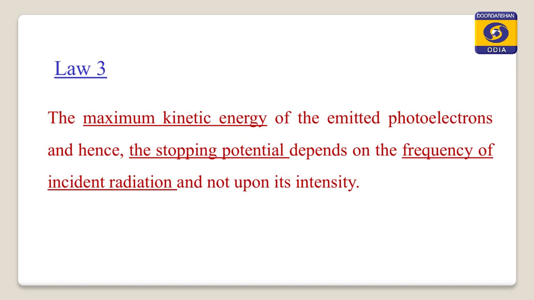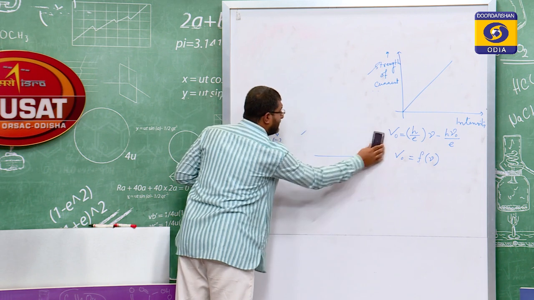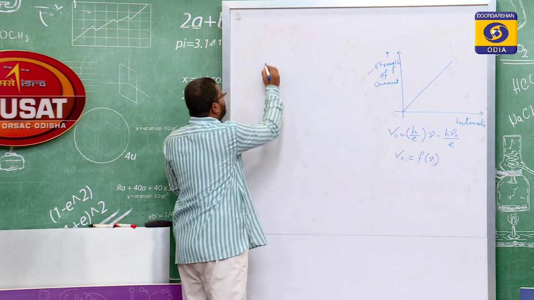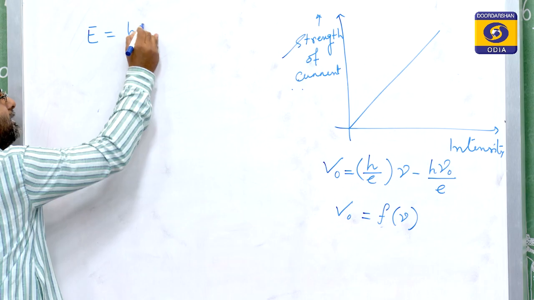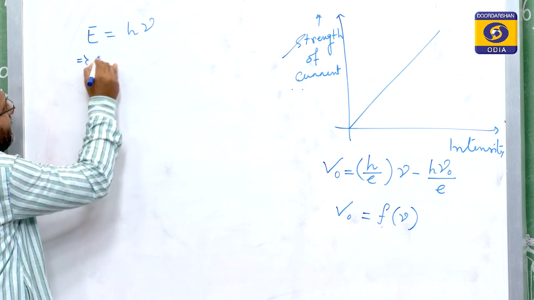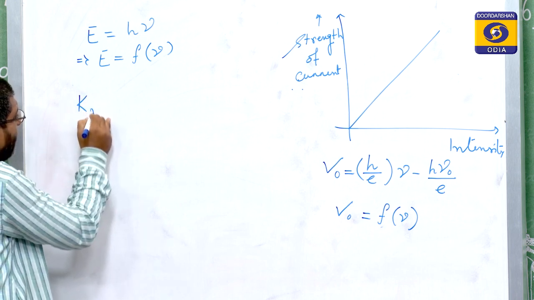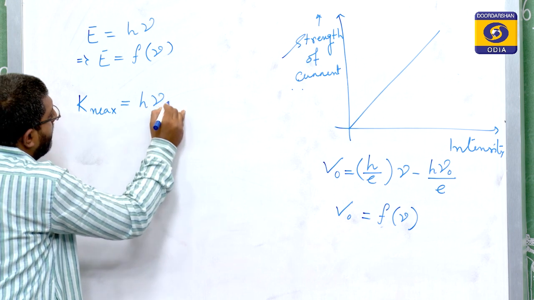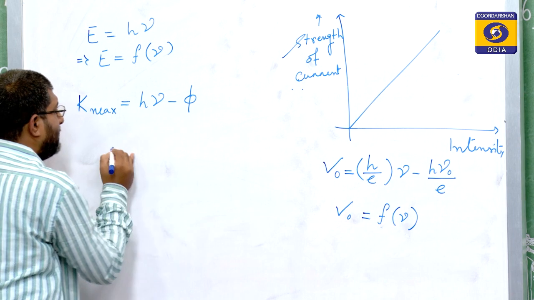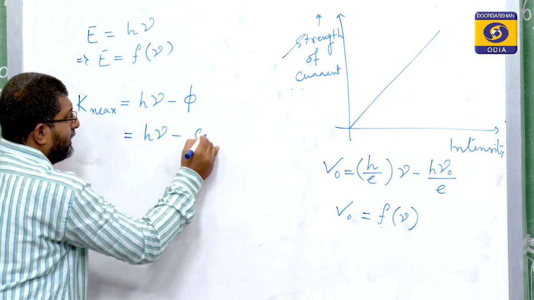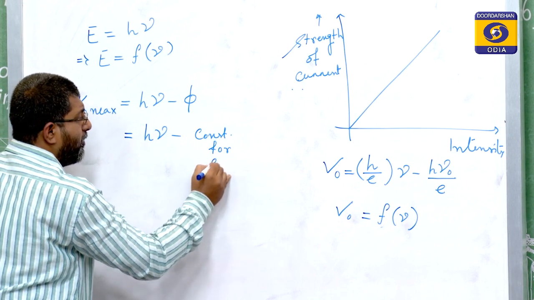Now come to law 3. The maximum kinetic energy of the emitted photoelectrons, and hence the stopping potential, depends on the frequency of incident radiation and not upon its intensity. Now, what happens when the frequency of incident radiation increases? We know that the energy of the photon will increase. So, we can write E equals h nu, that implies E is a function of frequency. We know that K max equals h nu minus phi, where phi is a constant for a material. This is a constant for a particular metal.